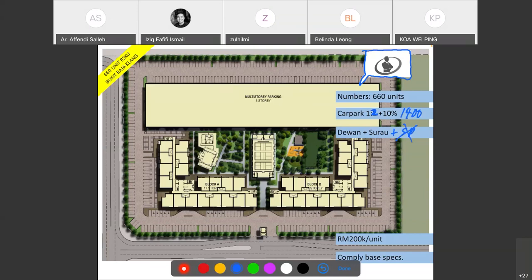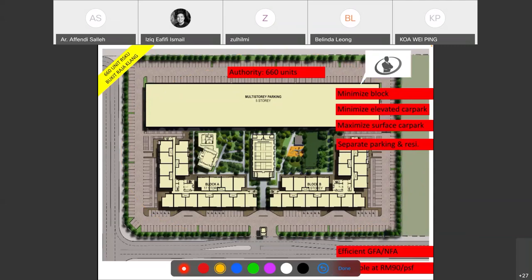Okay. The authority stipulates the selling price at RM200,000 per unit for the small size, and the big size is RM250,000 per unit, and must comply with all the base specs. So here there's no compromise. Okay, this is what the developer wants. And then this is what the housing authority wants, the LPHS, Lembaga Perumahan Tanah Selangor, in their written gazetted document. And then the developer says to me, yes, let's provide all the required numbers, and we are going to use these tools, this strategy, to ensure we can build it cheaply. Okay, the first strategy is we need to minimize the number of blocks.